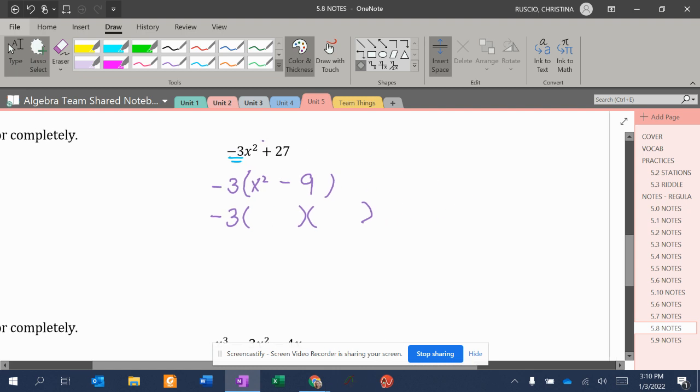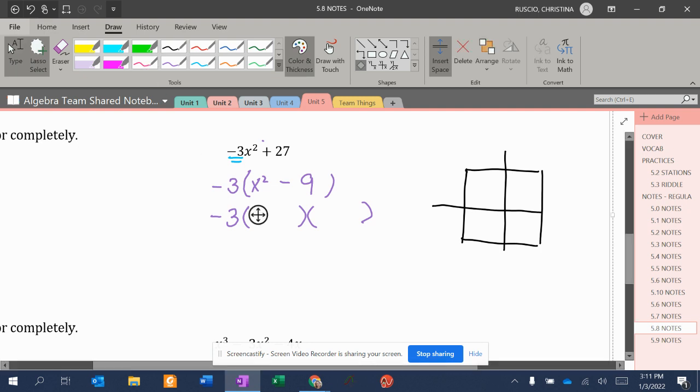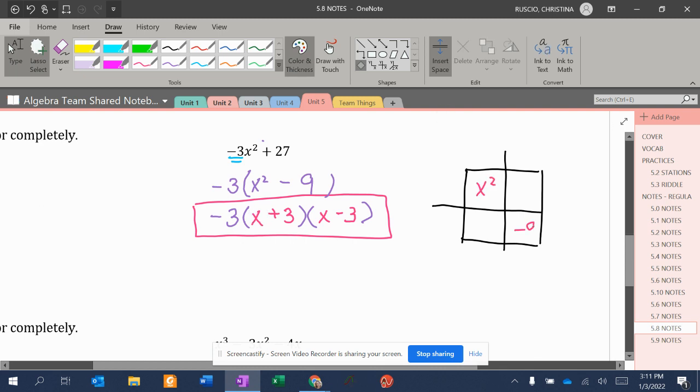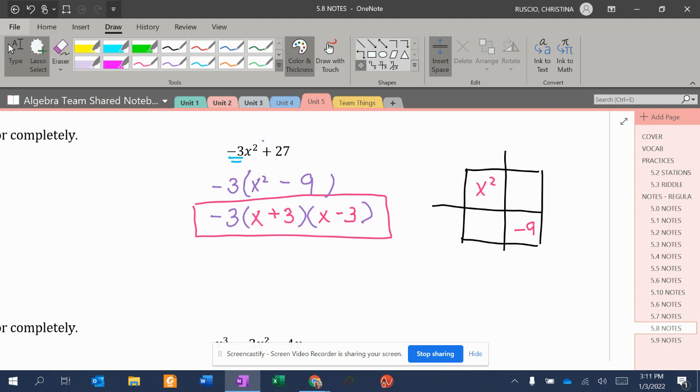So it looks like we need to use a box method to help us factor. Now, some of you might be saying, no, Mrs. Ruscio, look, this is a difference of squares. And some of you might be like, I don't need the box because you're already seeing this is x plus 3, x minus 3. And you're correct. But some of you might say, I really like this box method. That's what really helps me. So let's do that quickly off to the side.